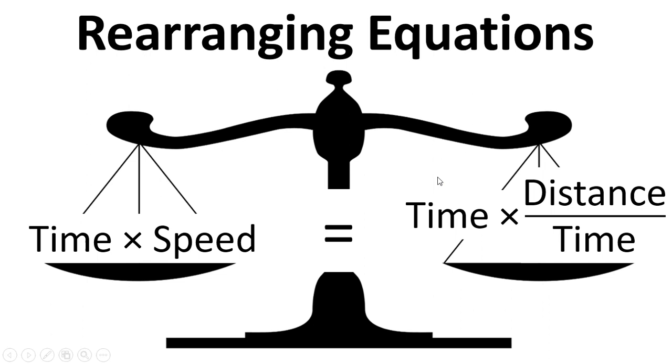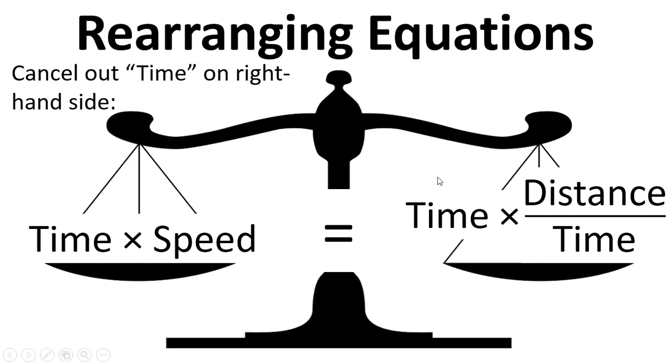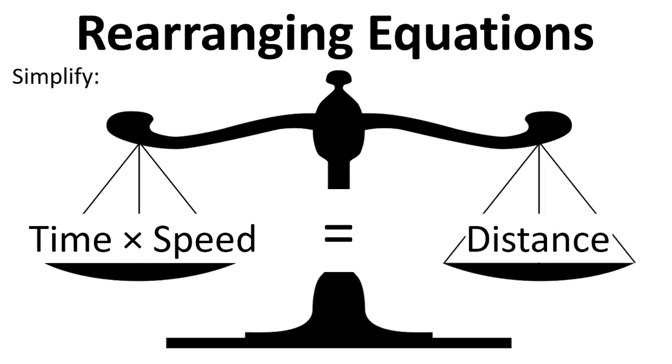So we've multiplied both sides by time. We're now going to cancel out time on the right hand side, so time divided by time just equals 1, so they cancel out and we can simplify to this. So time times speed equals distance. So that's a useful equation in itself.